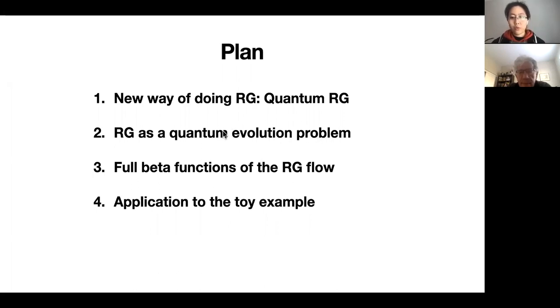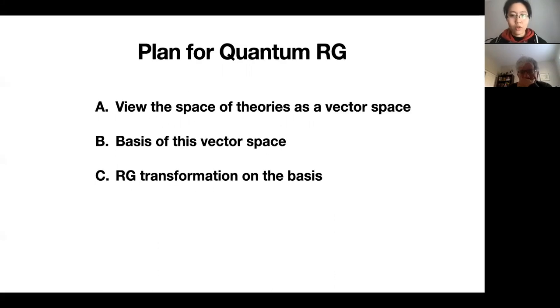If we are able to solve this quantum evolution problem, we can find the IR fixed point of the RG flow. We can also find the full beta functions of the RG flow around the IR fixed point first, and then expand the calculation to the entire coupling space. Finally, I will apply the method in steps 2 and 3 to the toy example we met in the last slide. Firstly, let me review the quantum RG method invented by Sonsek 10 years ago.